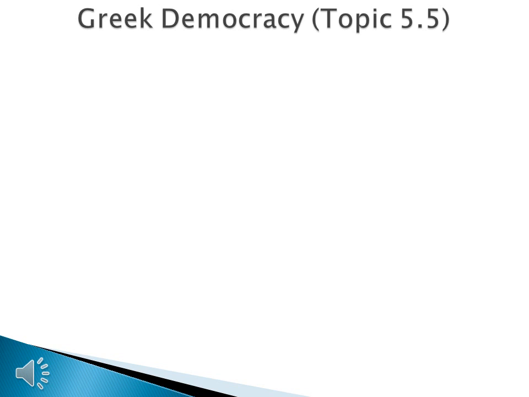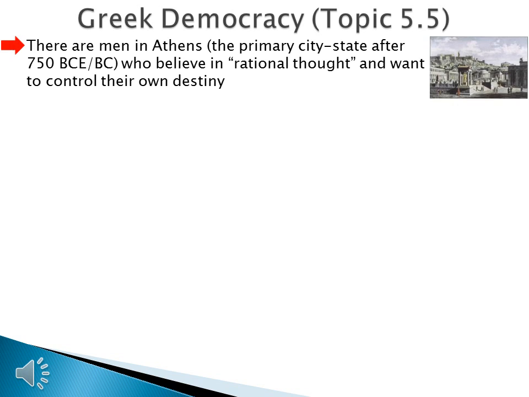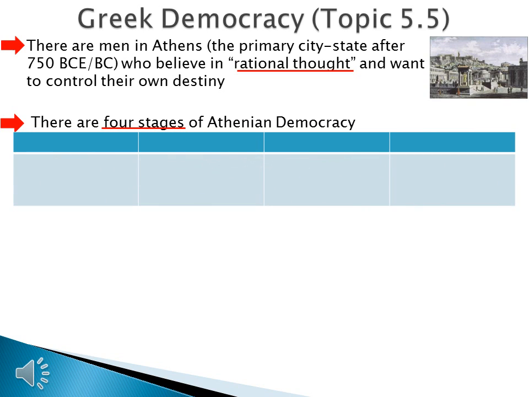We continue to focus on Athens by looking at Greek democracy, topic 5.5, and we learned that there are men in Athens, which is the primary Greek city-state after 750 BCE, who believe in rational thought and want to control their own destiny. In other words, they don't want to be ruled by a king, they want to rule the city on their own. But you just don't go and rule Athens. Instead, there are four stages of Athenian democracy. We start with monarchy, one person rule inherited through family succession. Those are kings and queens. We then move into aristocracy.